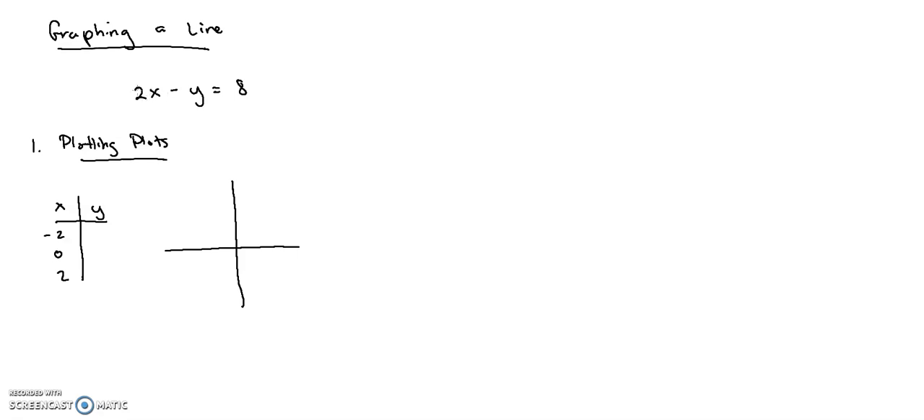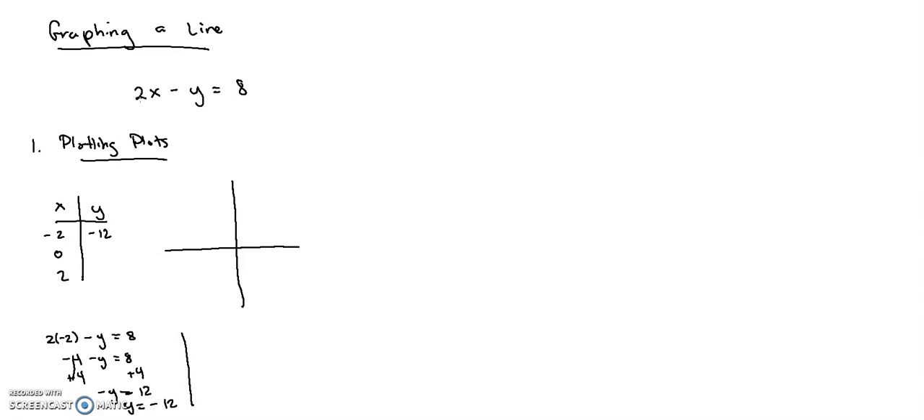Okay, so if we plug -2 into here, let me work it out down here. If we plug in -2, we're going to get -4 minus y equals 8. We're going to add 4, and we get -y equals 12. Multiply through by negative, we get y is -12.